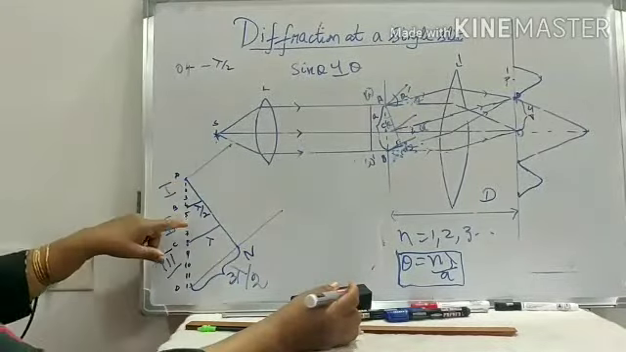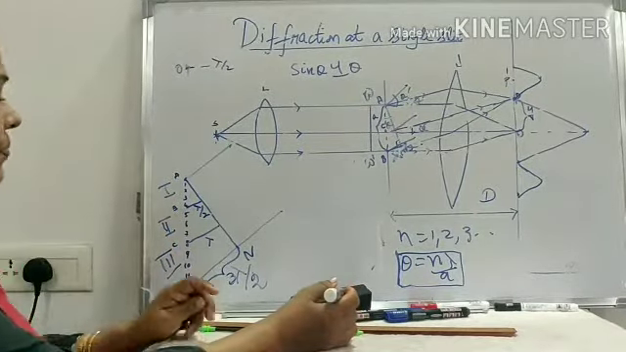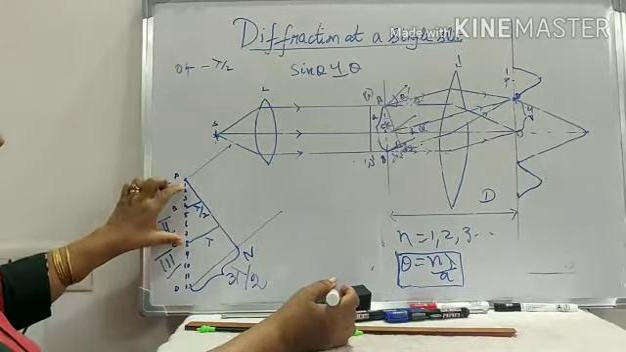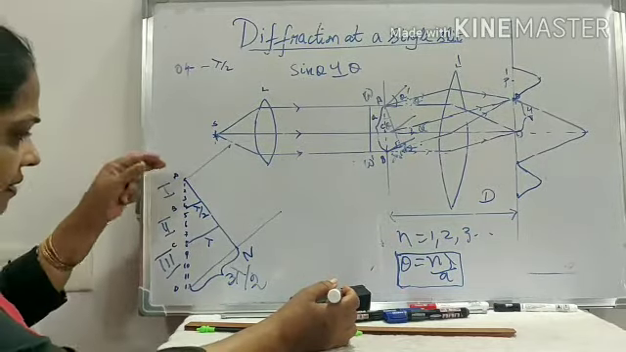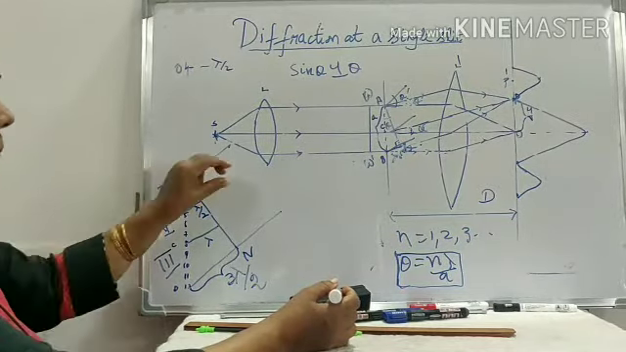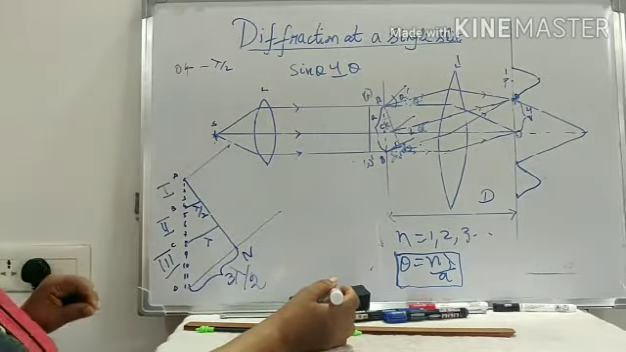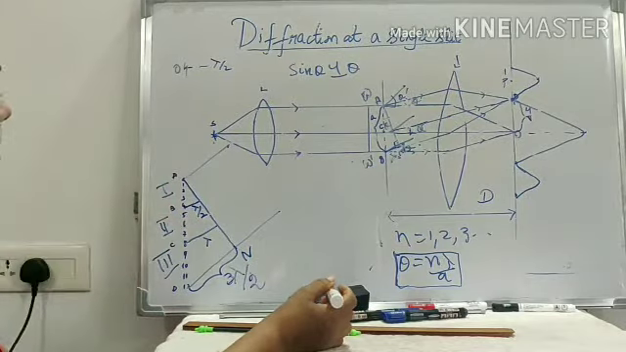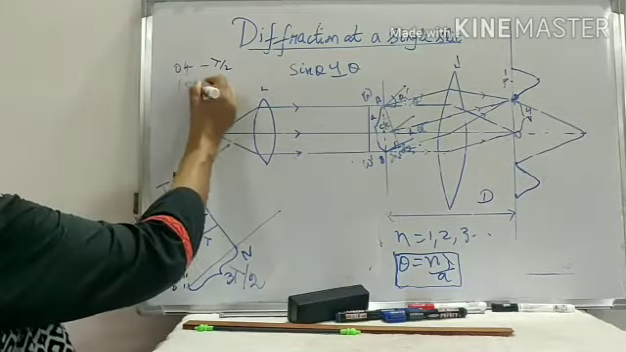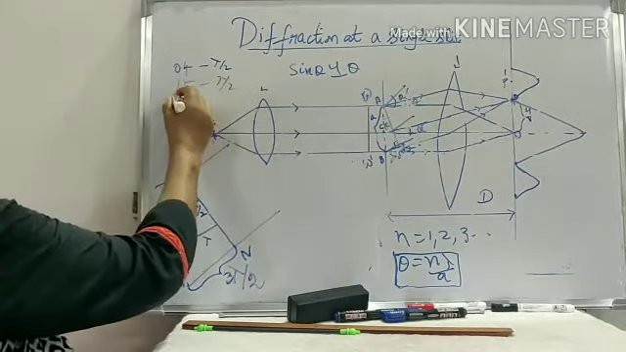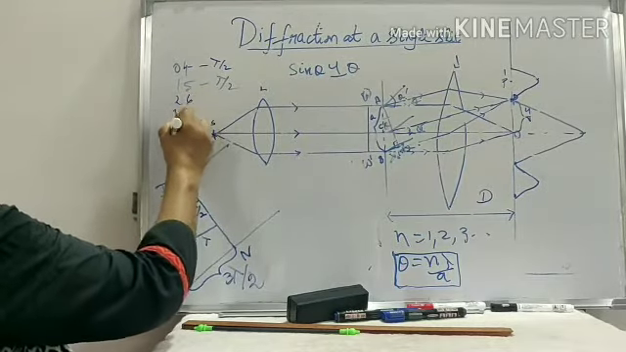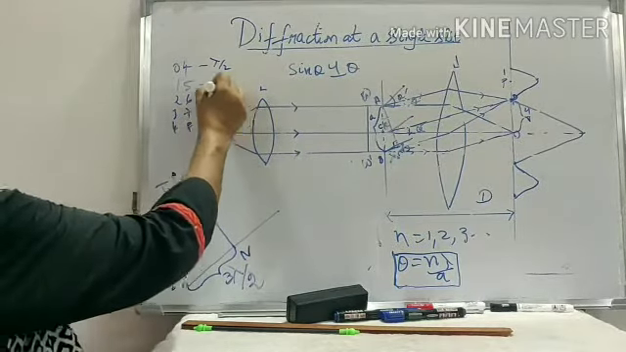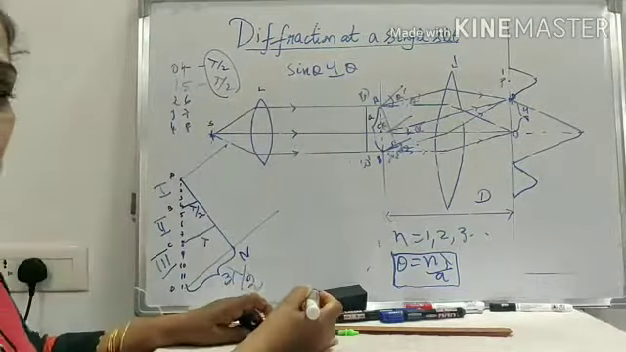We have divided the slit into 3 equal parts. From the first 2 parts, if the secondary wavelets superimpose, we get a path difference of lambda by 2. That is, if 0 and 4 interfere, the path difference is lambda by 2. 1, 5, again the path difference is lambda by 2. 2, 6, 3, 7, 4, 8. All this gives a path difference of lambda by 2.